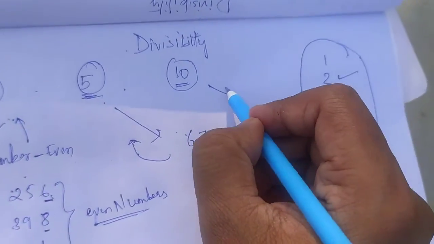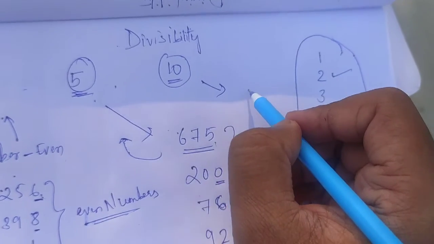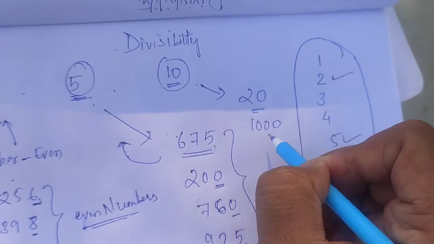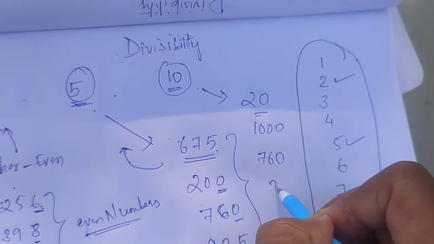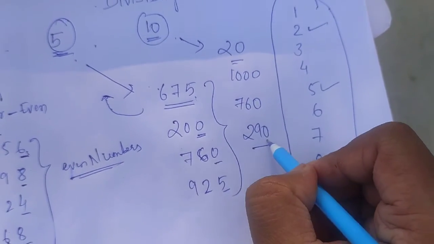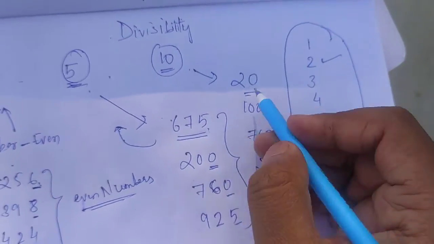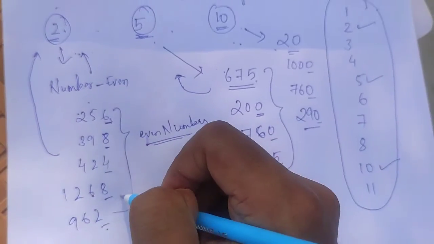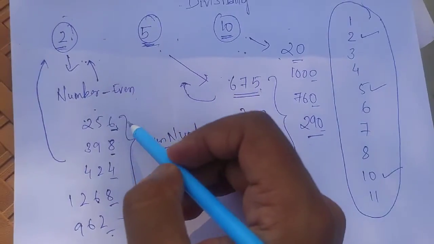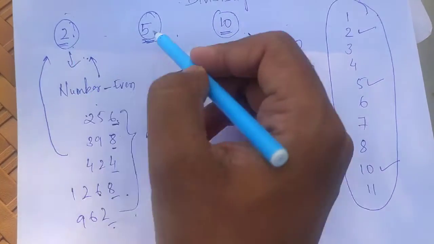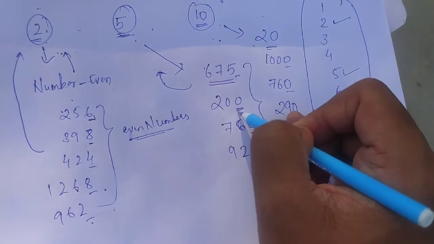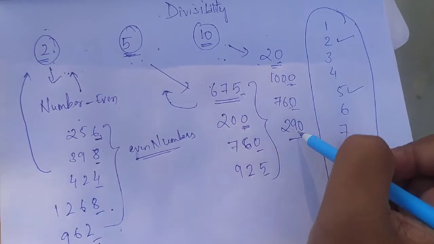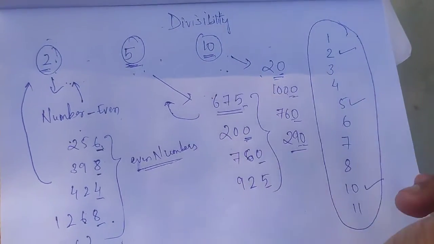And for 10, if any number ends with 0, like 20, it is divisible by 10. Or take 1000 or 760, 290. Take all these numbers, they end with 0. Therefore, these numbers are always divisible by 10. So, for 2, it has to be an even number. If the number is even, it is divisible by 2. If the number ends with 5 or 0, it is divisible by 5. And if the number ends with 0, then it is divisible by 10.